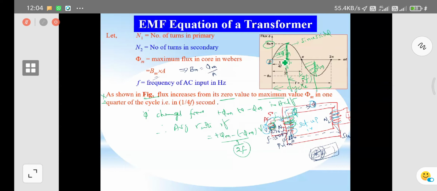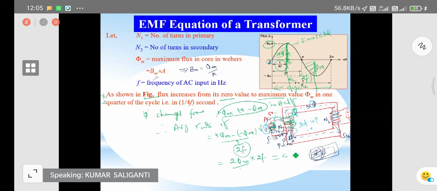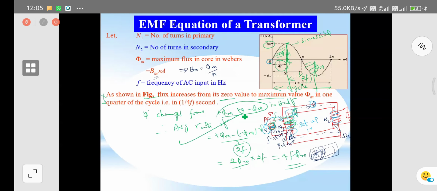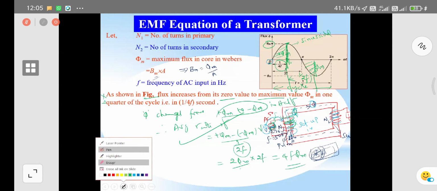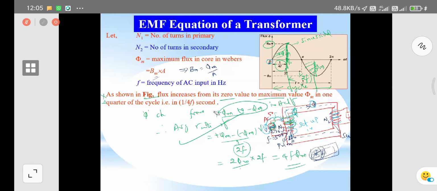So 1 by 4 means a quarter of the cycle. So plus phi m to minus phi m is 2 phi m by 1 by 2f, that is 2f here. So this is 4f phi m. Otherwise you can take this one also.